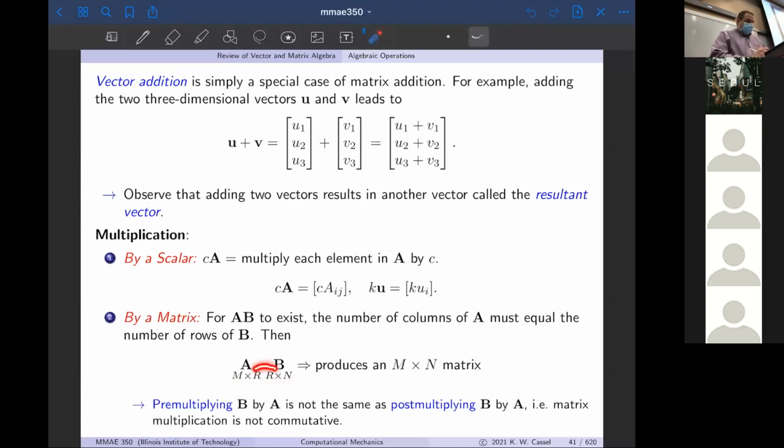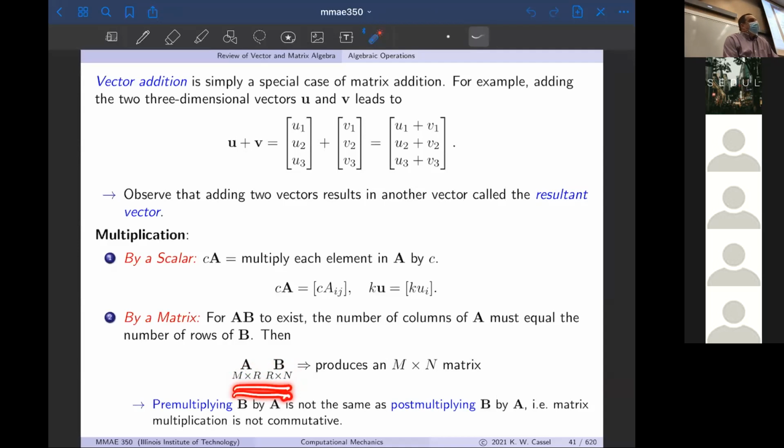You have to look at these two inner dimensions, and those have to be the same. So the number of columns of A and the number of rows of B have to be the same in order for matrix multiplication to work. Then the resulting matrix, when you take the product, is M by N, which are the outer dimensions. So M by N. So these two have to be the same. If they are, then you can do the matrix multiplication, and the end result is the outer dimensions M by N.